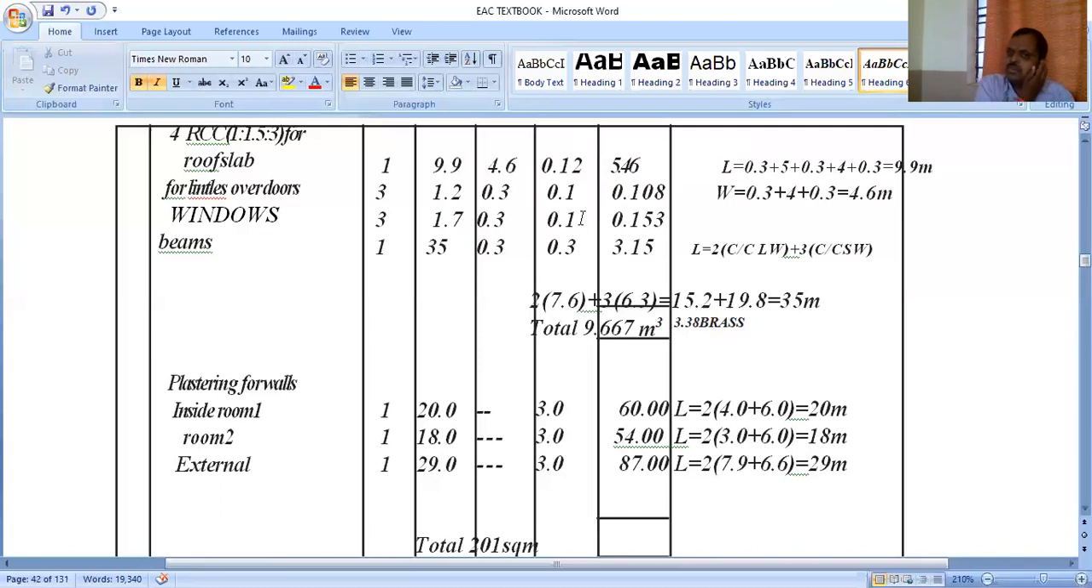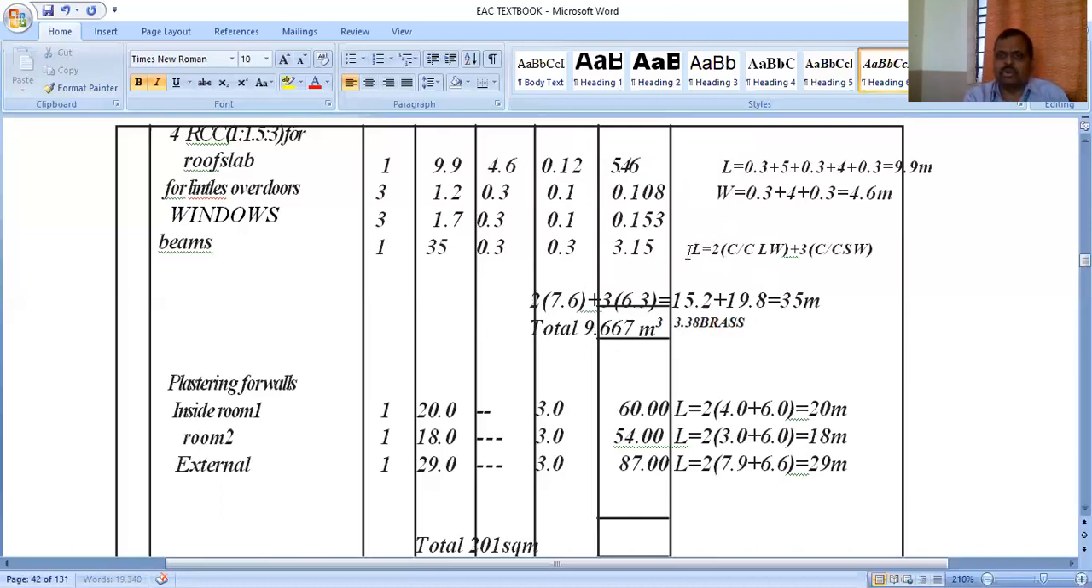After this, we have to see the total beam that is required below the slab. So how to calculate it? The number will be 1, no doubt. First of all, you should be able to calculate the length. So how to calculate the total length of the beam?